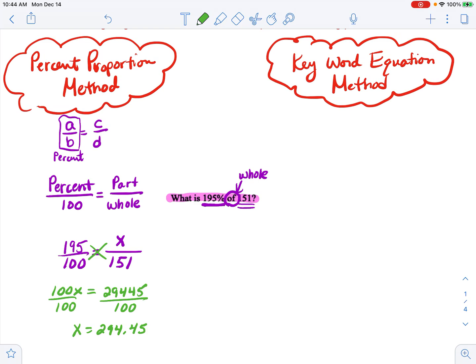294.45. So, what is 195% of 151? Well, it's 294.45. Now, notice 294.45 is larger than 151, right? Well, that kind of makes sense because we're looking for 195% of something, and 195% is more than 100%. In fact, it's almost 200%, which would be double that number. And double 151 is 302, so 294.45 seems to make sense.